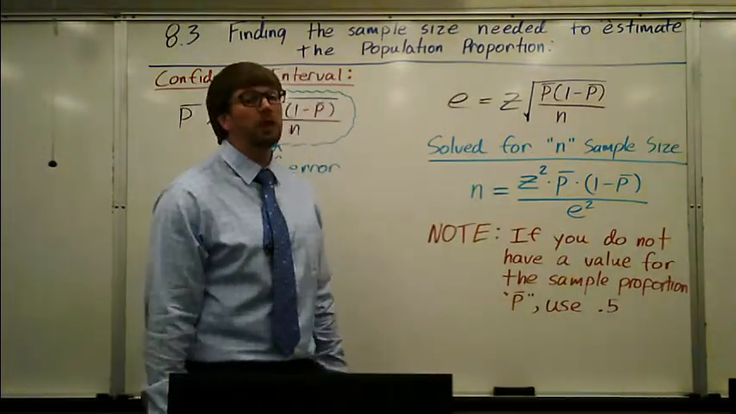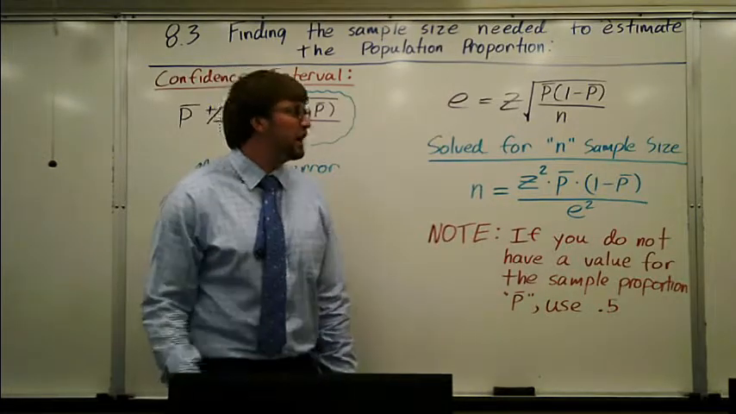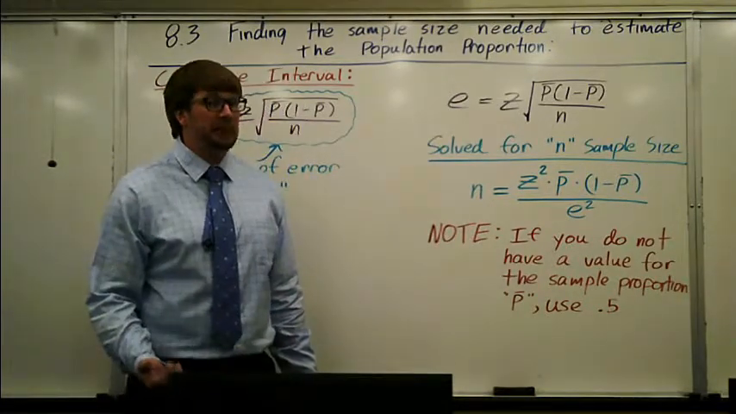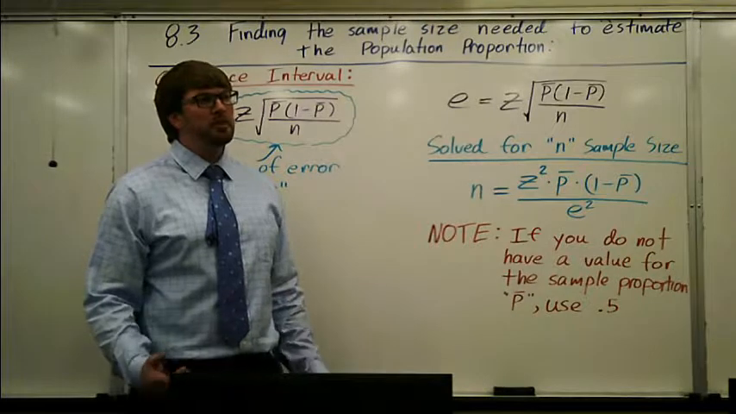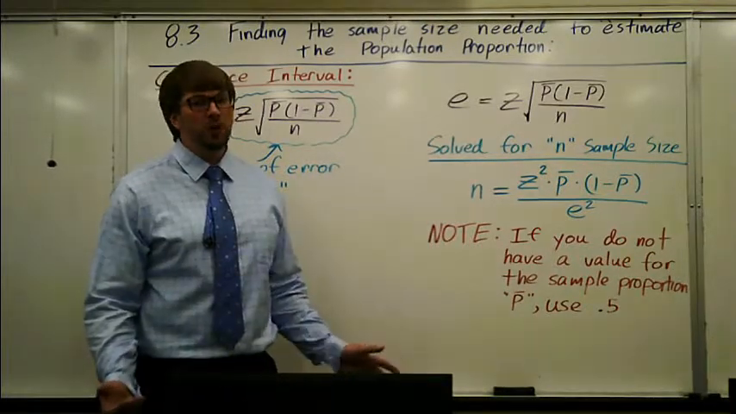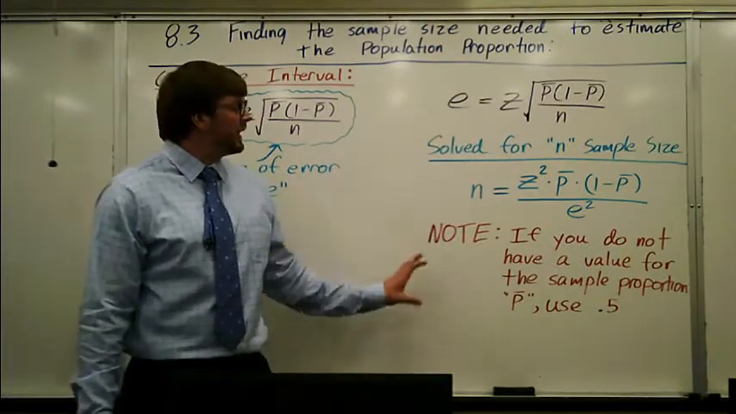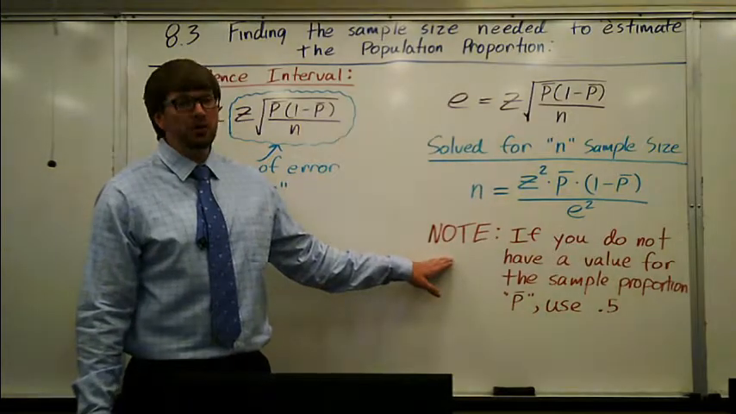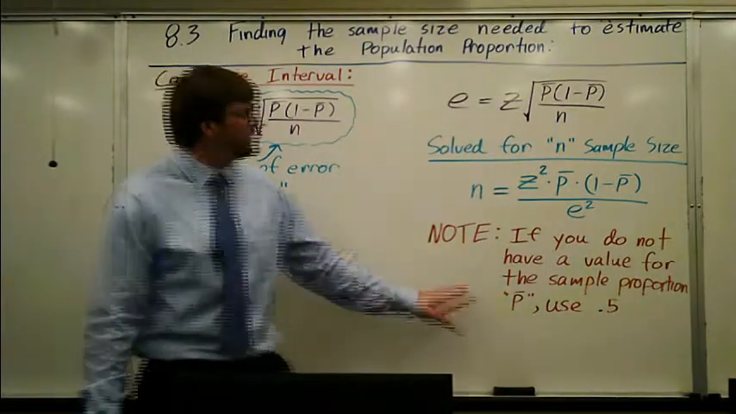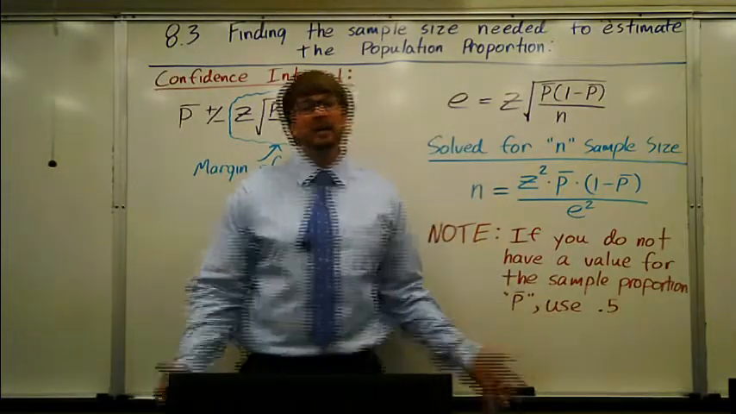One thing I do want to mention though is sometimes if you're figuring out the sample size needed, you don't even have any idea what the sample proportion might be. In situations where you don't know what the sample proportion is, you just use 0.5 as your best guess.